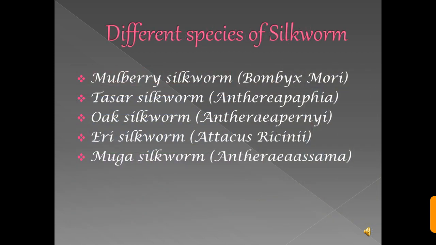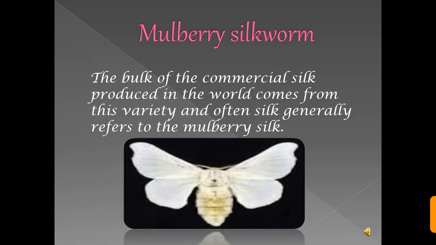Different species of silkworm: mulberry silkworm, tusser silkworm, oak silkworm, airy silkworm and Muga silkworm. Mulberry silkworm. The bulk of the commercial silk produced in the world comes from this variety, and often silk generally refers to the mulberry silk. Mulberry silk comes from the silkworm Bombyx mori, which solely feeds on the leaves of mulberry plant.